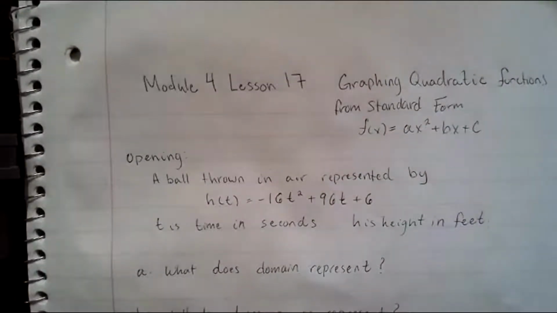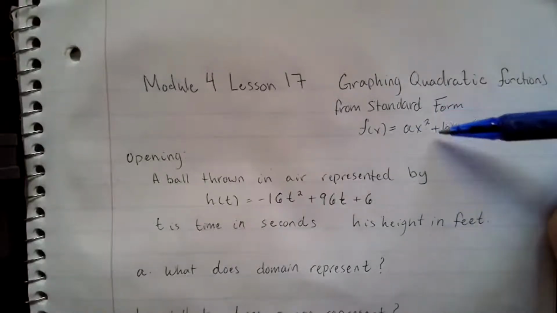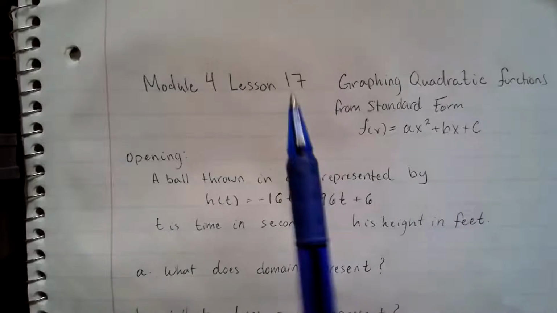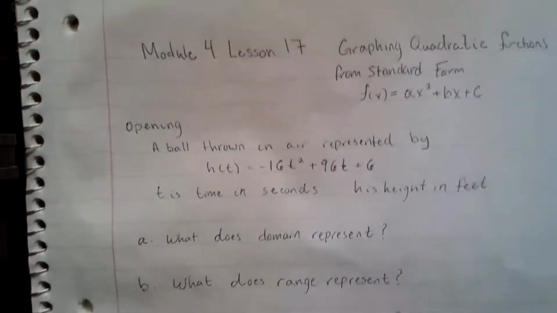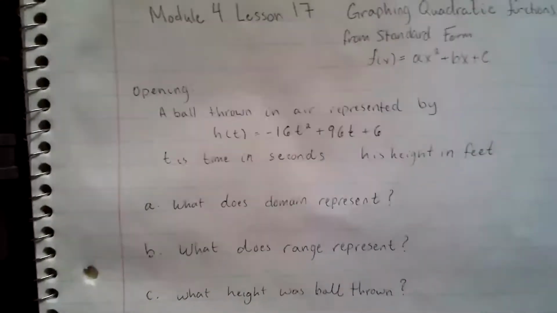All right, so today we're going to look at graphing quadratic functions in standard form. That's f of x equals ax squared plus bx plus c. That's the generalized form. So we're working out of the Great Minds, Module 4, Lesson 17. I'll leave it up there if you want to write your title in.